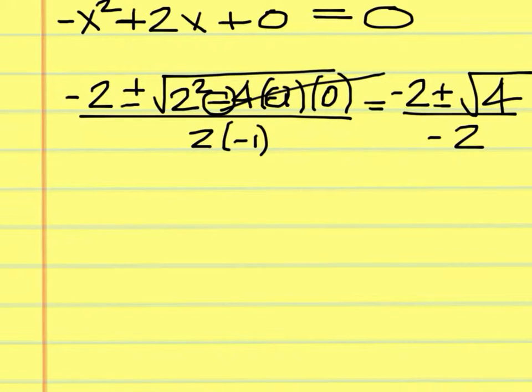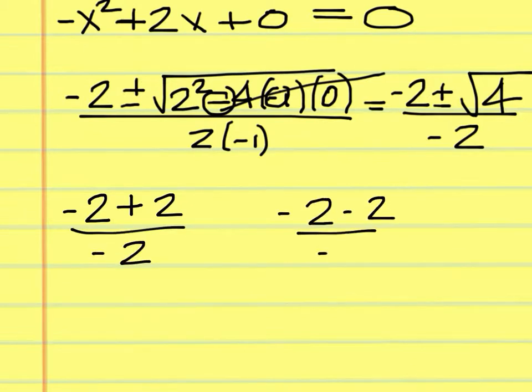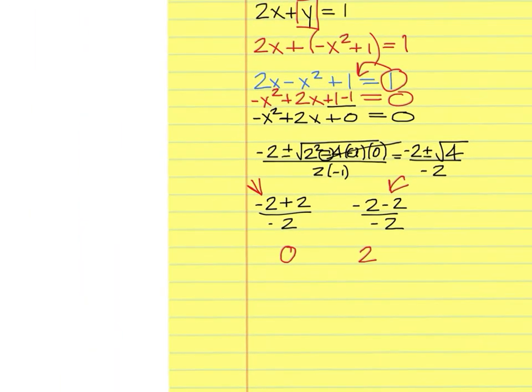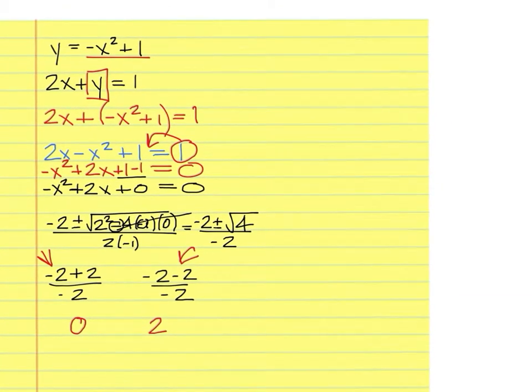So continuing on with that, you have two problems to do. Negative 2 plus 2 over negative 2, and negative 2 minus 2 over negative 2. So in the first one, here, you have 0 over negative 2, so the answer is 0. And then on this one, you'll have a negative 4 over negative 2, which would be a positive 2. So you now have two solutions for x.